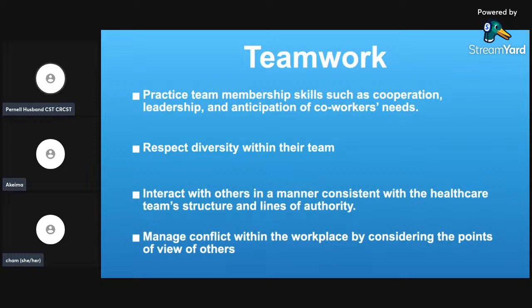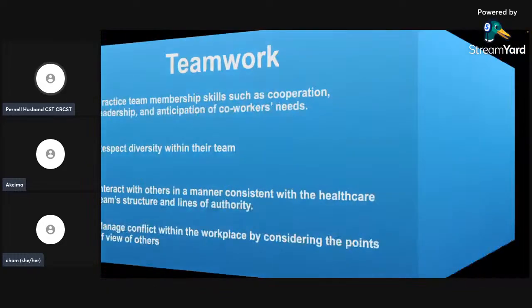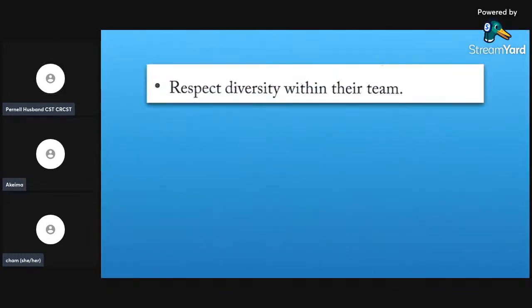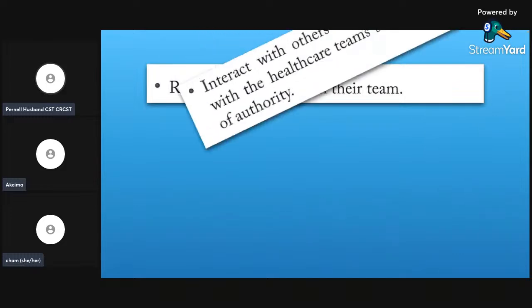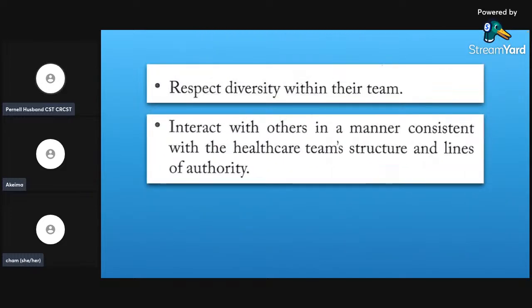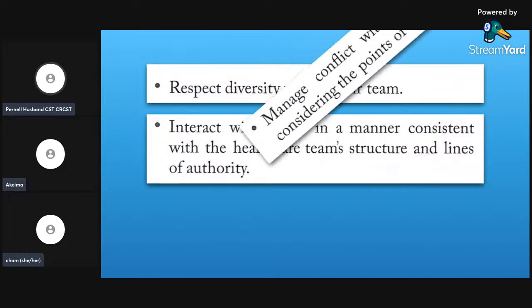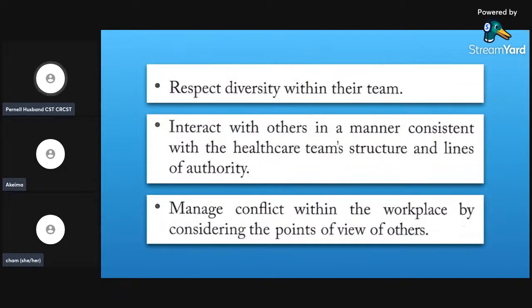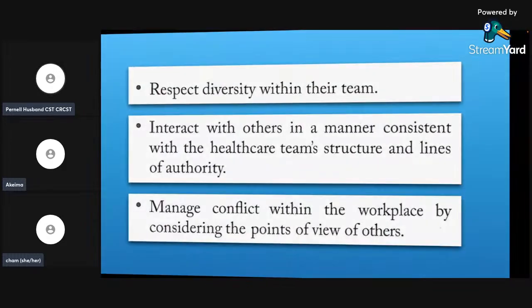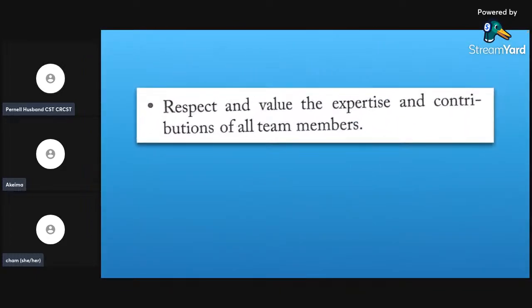Manage conflict within the workplace by considering the points of view of others. That is a very interesting concept, actually considering how other people feel. Very new to me. So we're going to respect diversity within the team, interact with others in a way consistent with the healthcare structure, manage conflict within the workplace by, again, considering the points of view of others.